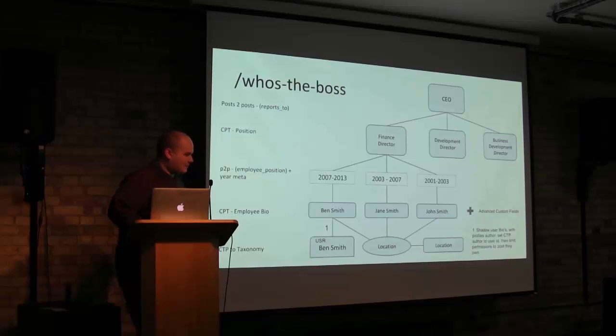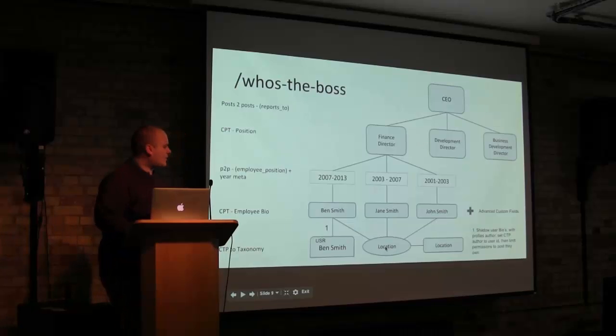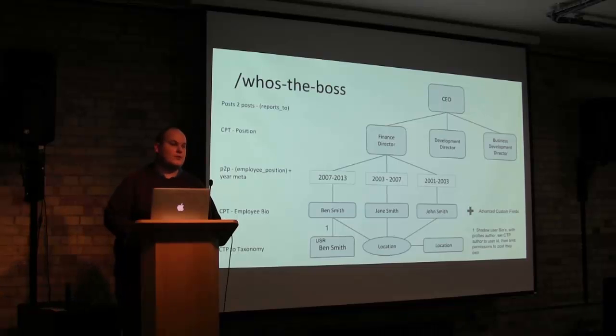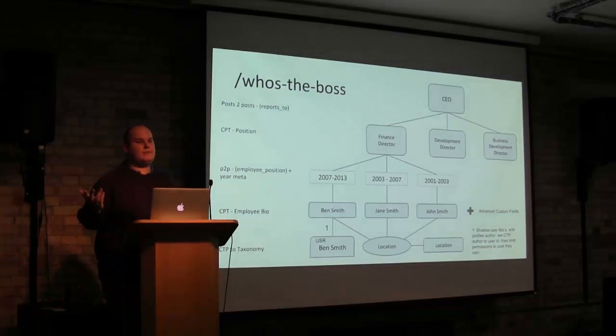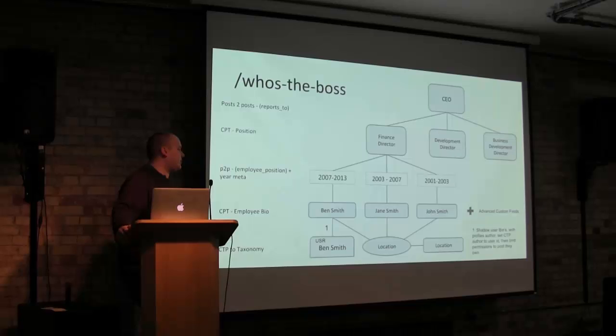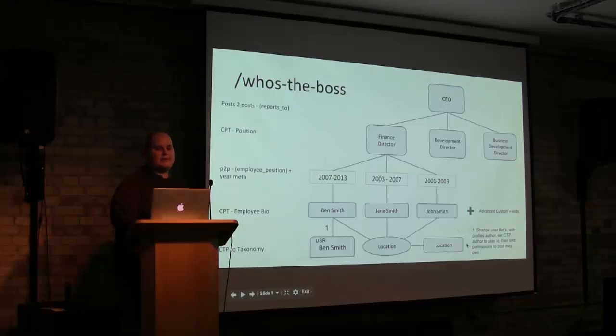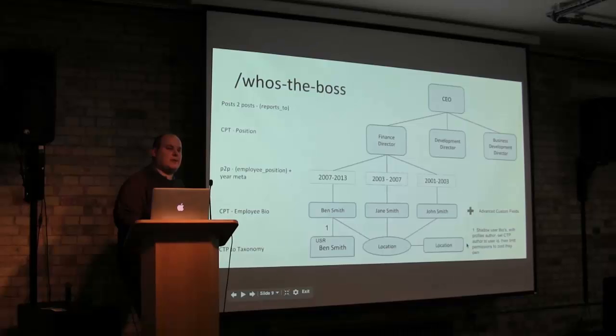One other question then. When you do your CPT to taxonomy, what advantages does that have over just using a post-to-post relationship? Taxonomy templates. Straight away, taxonomy templates are WordPress standard. I can just go, oh, okay, I want a taxonomy URL, and it will show me Ben Smith, Jane Smith, and John Smith, depending on their location and the taxonomy I used.